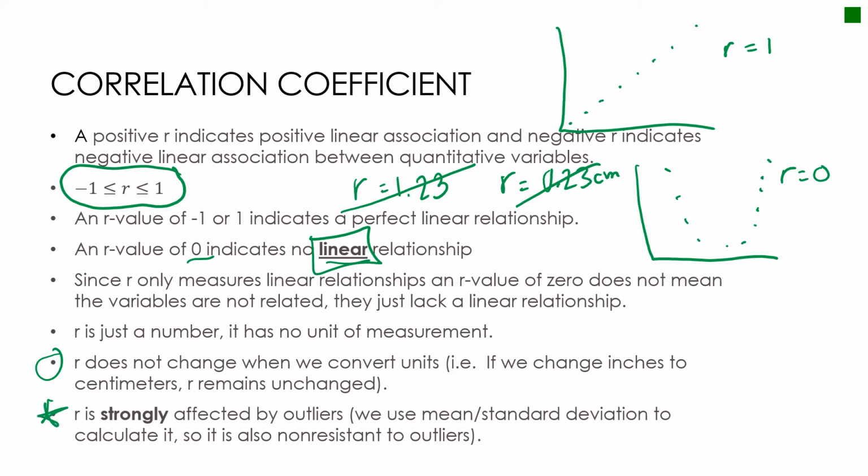The big issue here is that R is strongly affected by outliers, just like when we use a mean and standard deviation. If we have an outlier, the mean and standard deviation isn't the way to go. So it's non-resistant to outliers, so it might be a good idea, if you do have an outlier, to take that outlier out of your equation and do all of your calculations without the outlier, and then in your summary just say that you excluded the outlier.